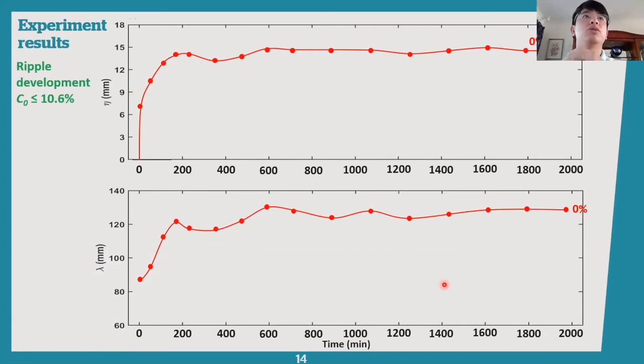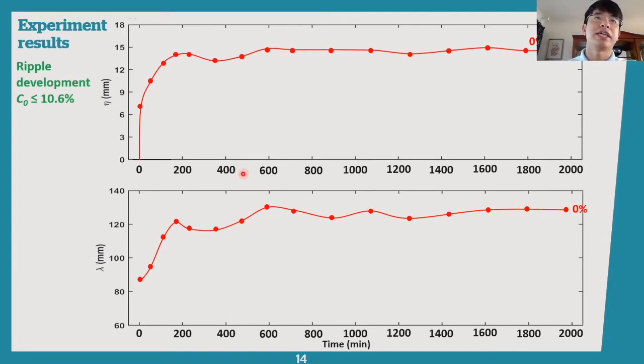Okay, let's move to the experimental results. Firstly, we focused on the ripple development with initial clay content lower than 10.6%. The top figure shows the ripple height development, and the bottom one shows the ripple wavelength development. The red line shows the clean sand ripple development in the control experiment.